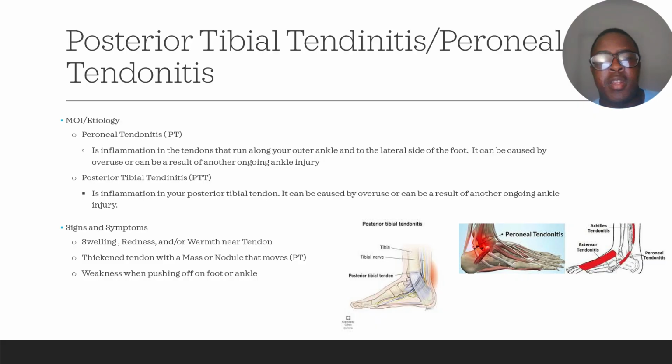Most signs and symptoms include swelling, redness, or warmth in the tendon. For peroneal tendinosis, you usually see a more thickened tendon with a mass or a nodule that moves when you move around. And for both, a patient can feel weakness when pushing off on their foot or ankle.